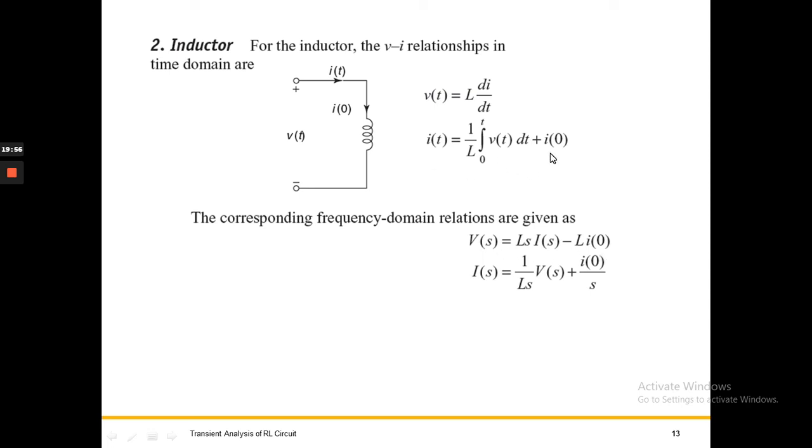Then taking the Laplace transform of the second equation, i(t) becomes I(s). The Laplace transform of an integral is F(s) divided by s, where F in this case is the voltage, so V(s) divided by s, and 1/L is a constant, plus I0. I0 is the initial current through the inductance, the initial value, so it is a constant. The Laplace transform of a constant is 1/s times that constant. So this represents a KVL equation, and this represents a Kirchhoff's current law equation.